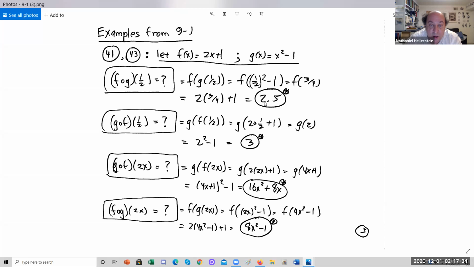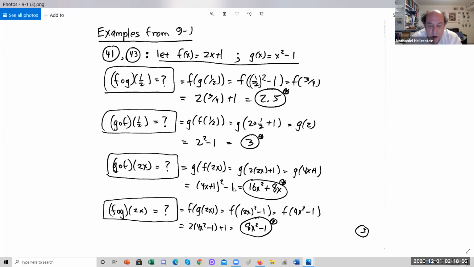Right? Oh, yes, it is. Okay, fine. G of f at a half is g of f of a half. F of a half is twice a half plus 1, which is 2. G at 2 is 2 squared minus 1, which is 3. You can see that f of g and g of f are not the same. In composition of functions, order matters. Which order you do something in matters. Okay. Here's g of f at 2x. G of f of 2x is g of twice 2x plus 1, which is g of 4x plus 1.